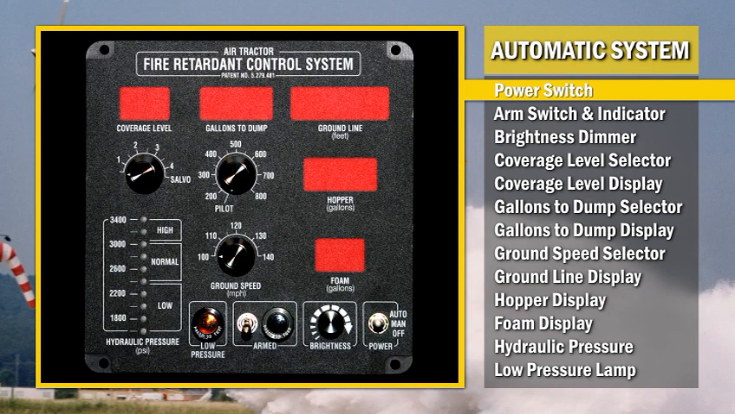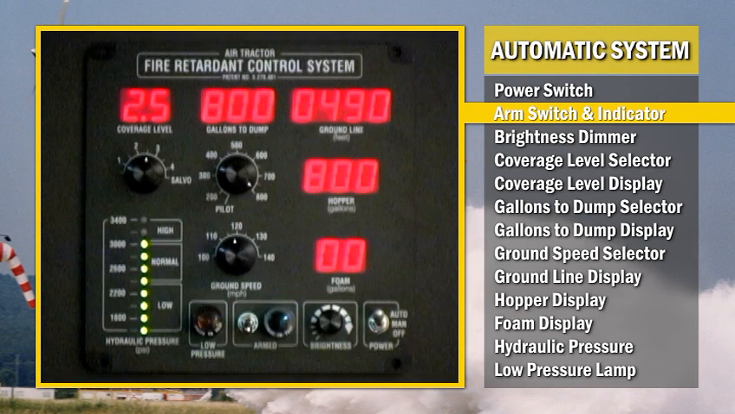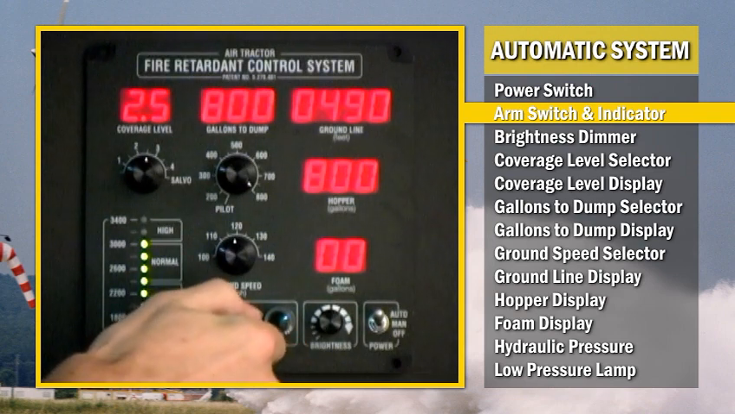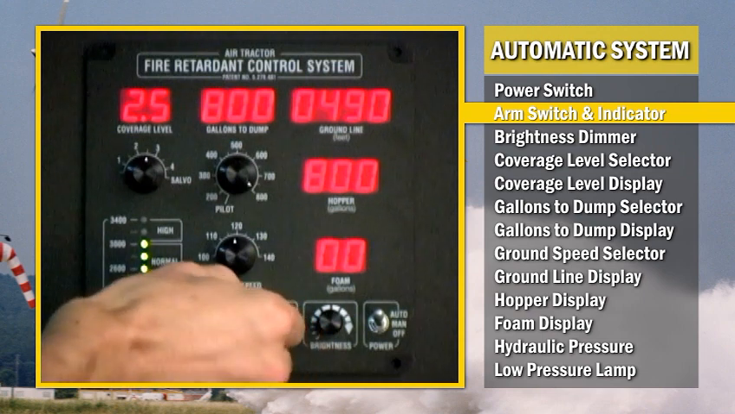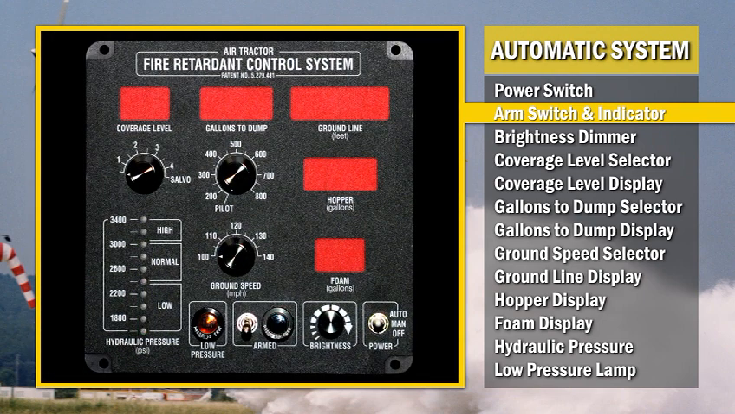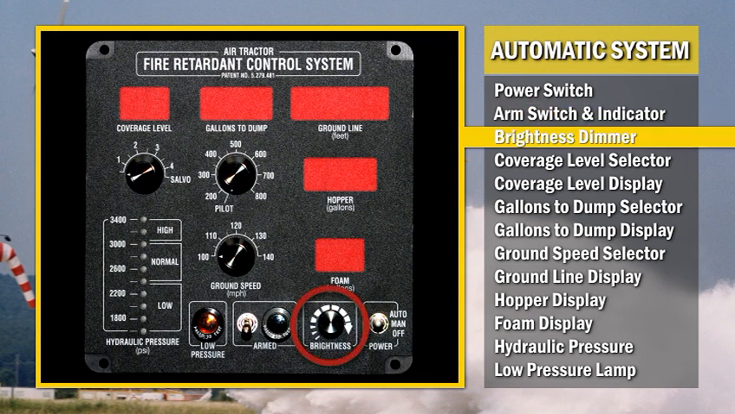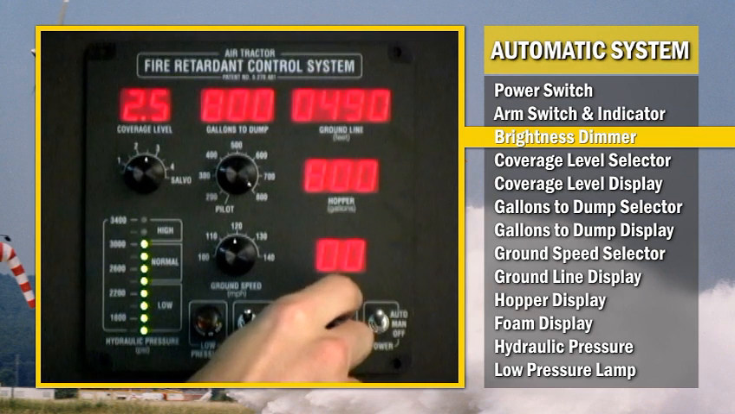Pump is disabled. The arm switch is used to arm the automatic system, enabling actuation of the fire gate. This also enables the auto servo monitoring system. The armed indicator illuminates when the system is armed. If there is less than 70 gallons in the hopper, the armed indicator may not illuminate since the hopper is considered to be empty. The brightness dimmer is used to manually control the brightness of the FRDS display.